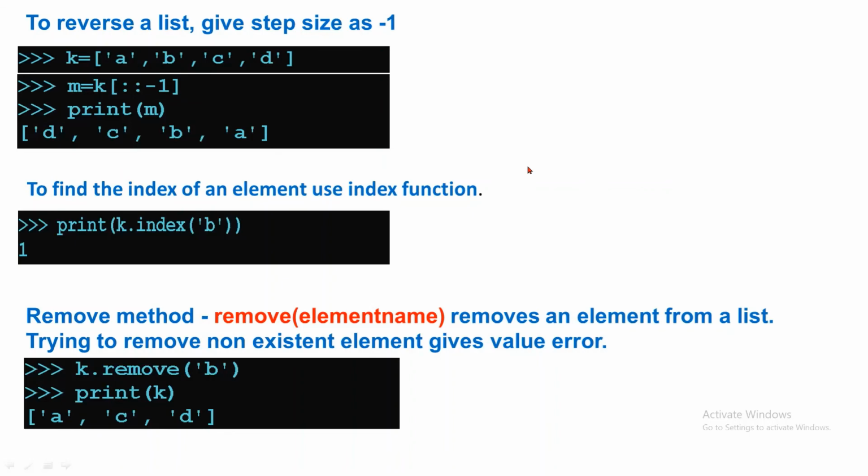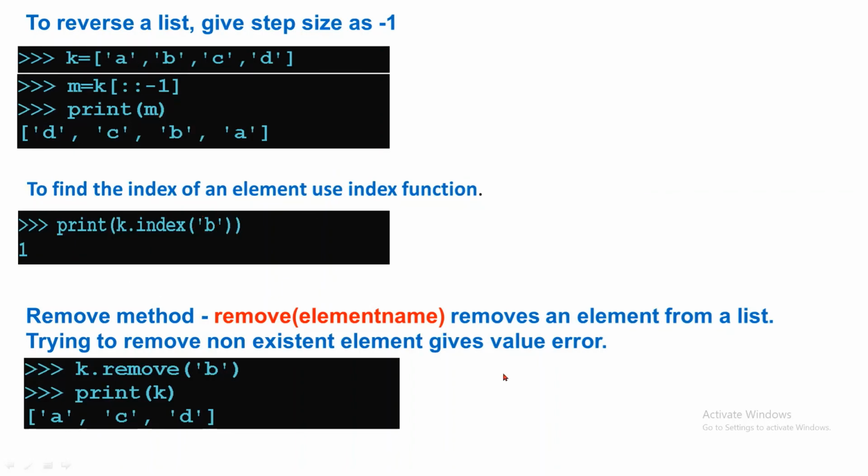If you want to find the index of a particular element, you can use the index function. Then the syntax is list name dot index and the name of the element for which you want to find the index. So I want to find the index of the element B. So it prints the element index as 1.